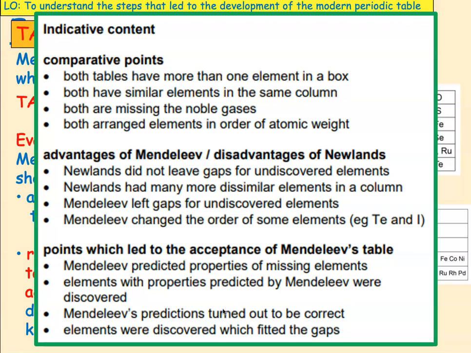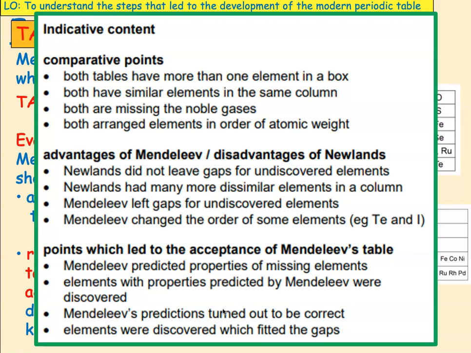Right, advantages of Mendeleev or disadvantages of Newland's. Newland's didn't leave any gaps, but Mendeleev did. Newland's had many more dissimilar elements in a column. That means there were more that didn't match. Mendeleev left gaps, and Mendeleev changed the order of some of the elements like tellurium and iodine, argon and potassium.